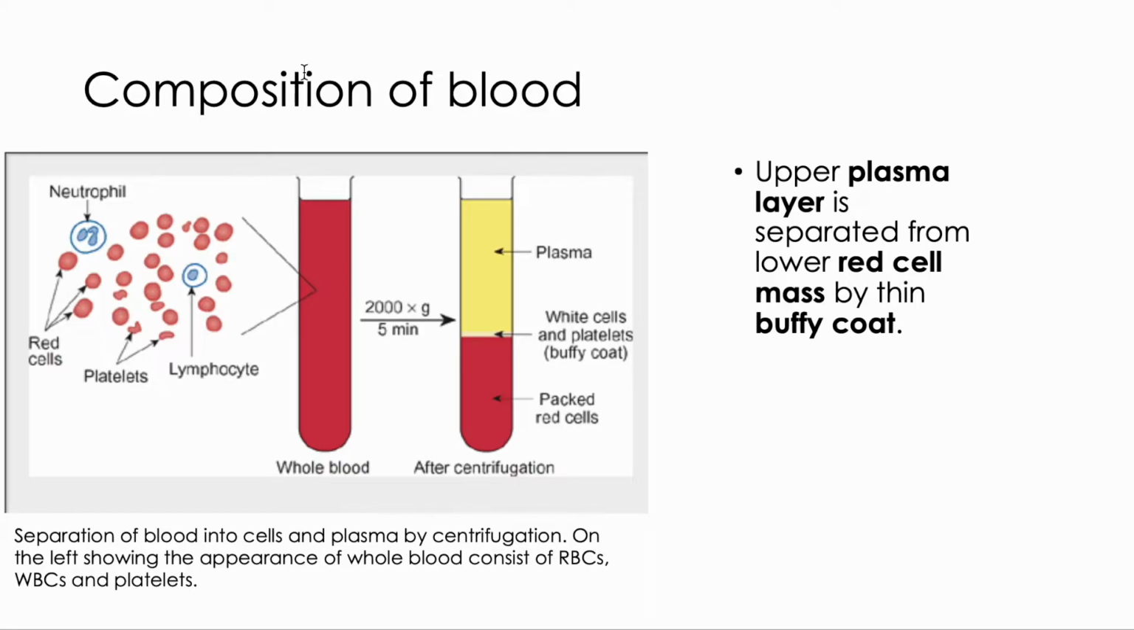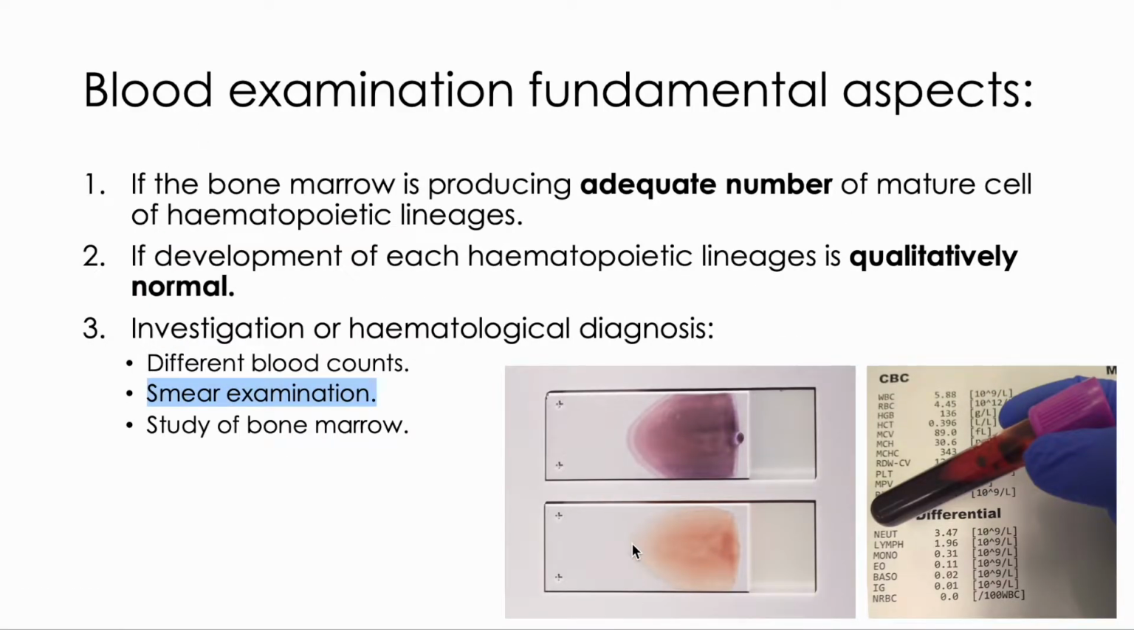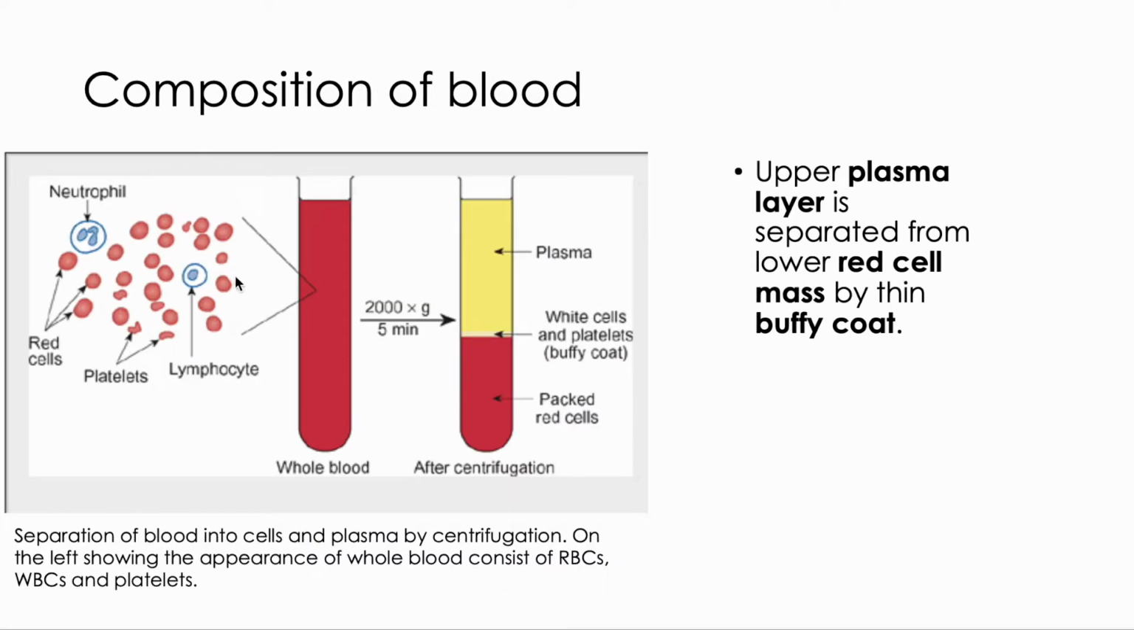Alright, so look at this diagram on the left side. You will see that when you do a blood smear, yang kita buat blood smear yang macam ni kan, we smear the blood on top of the glass slide, you will see a distribution of the red blood cells kat sini. And then you can also see the neutrophils, which is one of the white blood cells, lymphocyte, one of the white blood cells, and there is also the distribution of the platelets inside the blood smear.